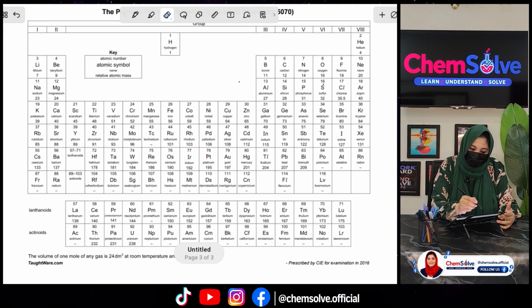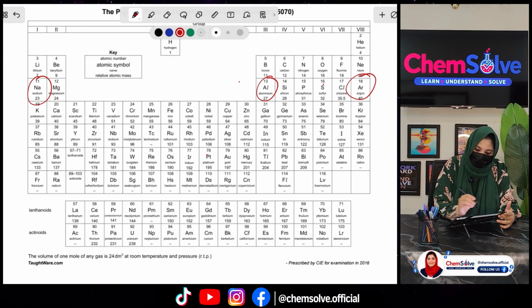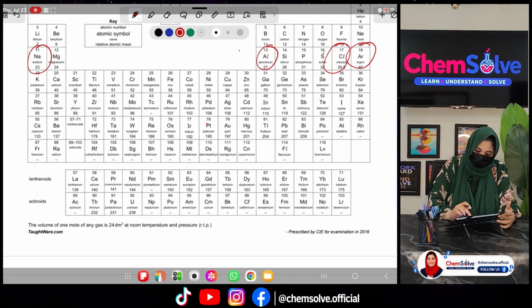So argon has 18 electrons because its atomic number is 18. Then aluminium is 13, sodium is 11, and chlorine is 17. Okay.